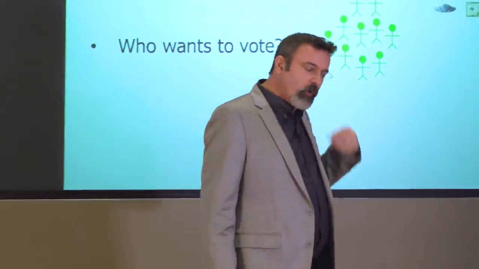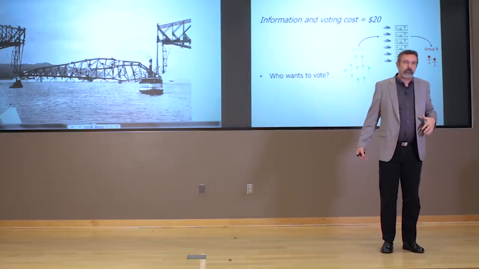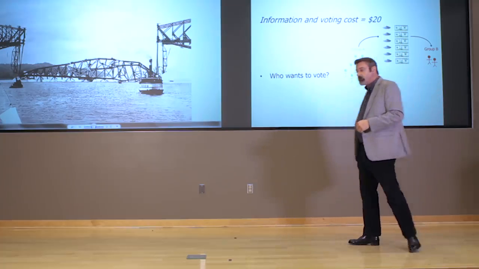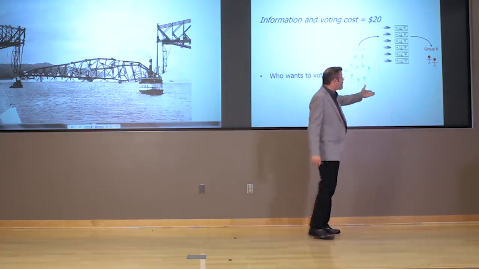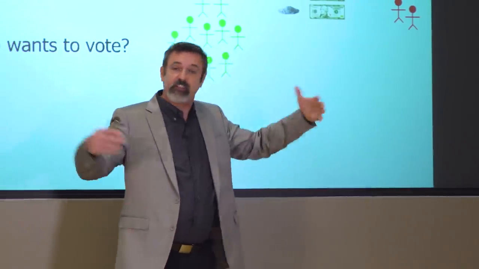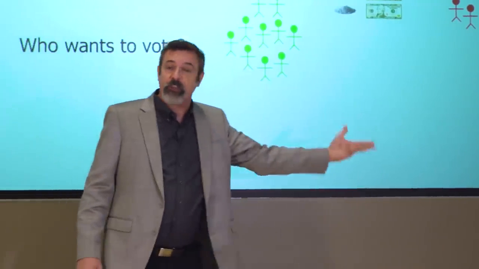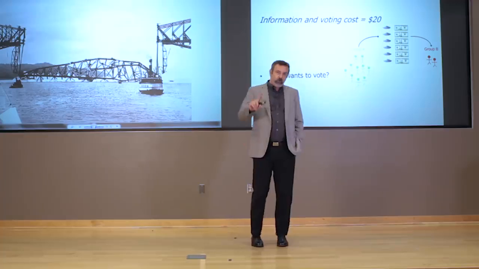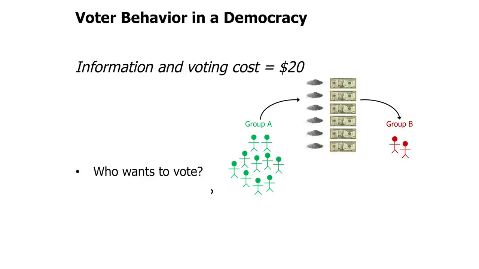Now, ask yourself, who is going to want to vote in this instance? Well, the people in Group B clearly are going to want to vote. They stand to gain a lot from this law, and although they have to pay $20 to vote, what they stand to gain exceeds the $20 they have to pay, and therefore they will be interested in voting. But look at the people in Group A. The people in Group A each have to pay $10 if this law is passed. But the cost of fighting the law actually exceeds the cost of living with it. So the people in Group A have a strong incentive not to vote at all.